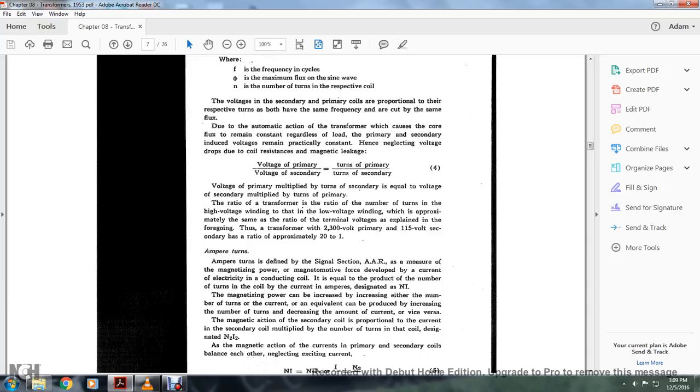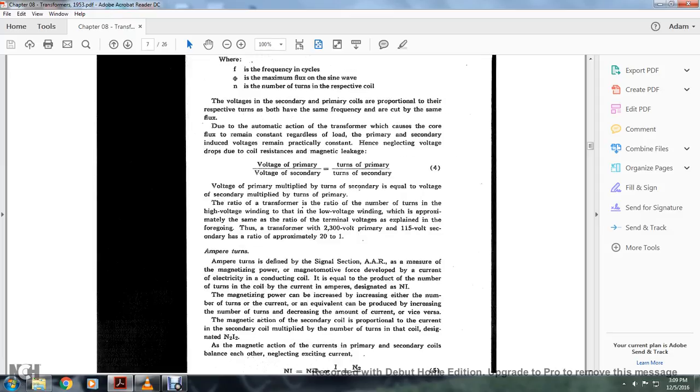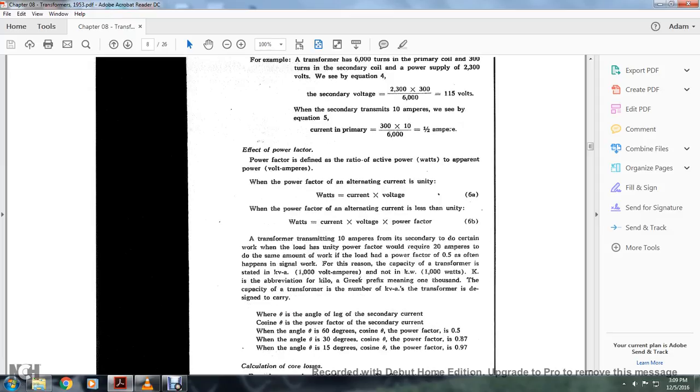The magnetic action in the primary and secondary coils is N1 I1 equal to N2 I2.